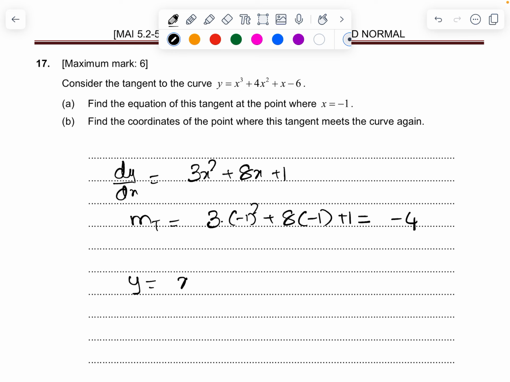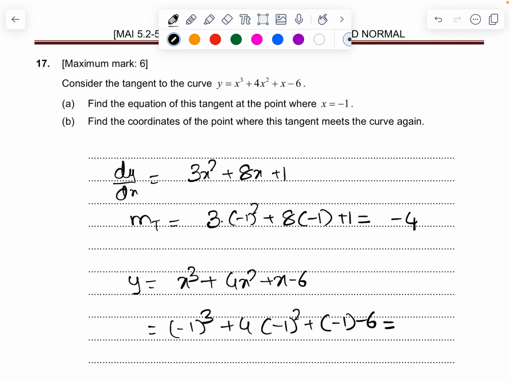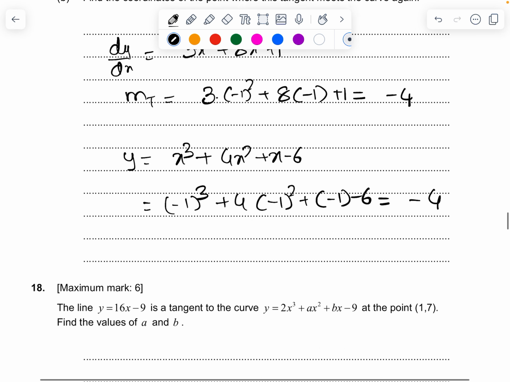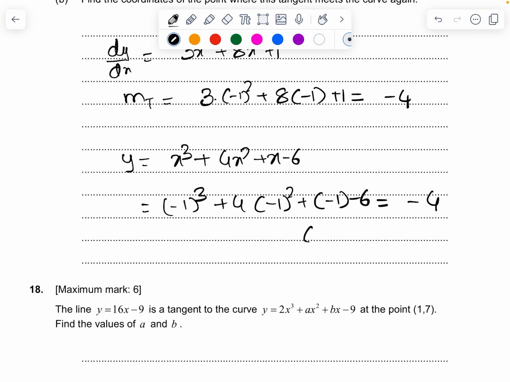But y equals x cube plus 4x square plus x minus 6, so negative 1 whole cube plus 4 times negative 1 whole square minus 1 minus 6, which is going to be nothing but how much? Minus 4. So the point is negative 1 comma negative 4. So the equation will be y minus y1 equals m times x minus x1. So this will give me y equals negative 4x minus 8.